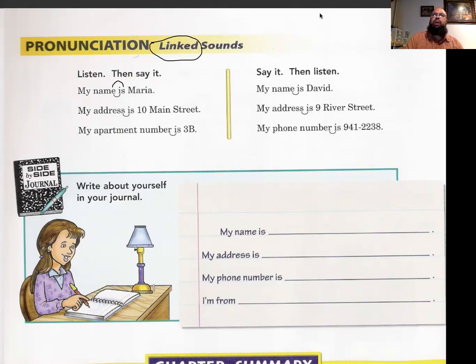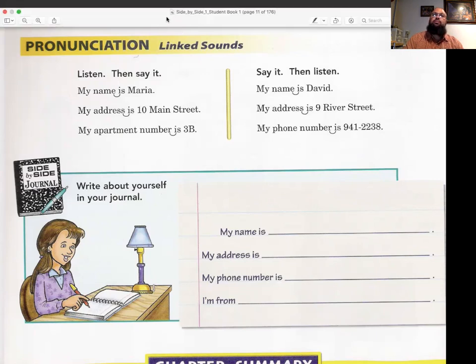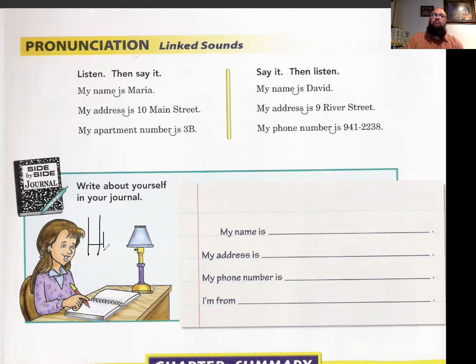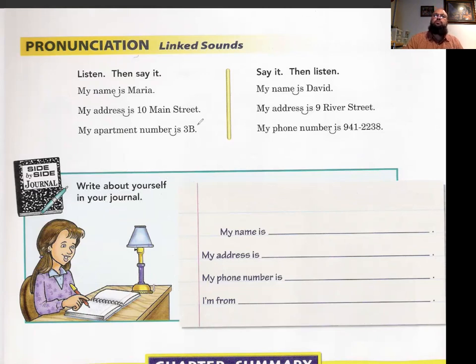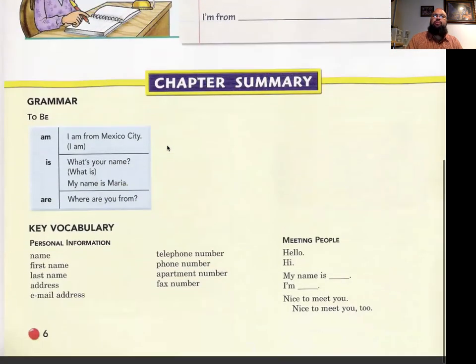And to finish, you're going to write about yourself in your journal. So now, listen carefully. This is homework. Homework equals tarea. You have to write about yourself where? In your journal. So you have to do this in your journal, in your binder. Make sure you do it. And let's review the chapter and everything we talked about today.